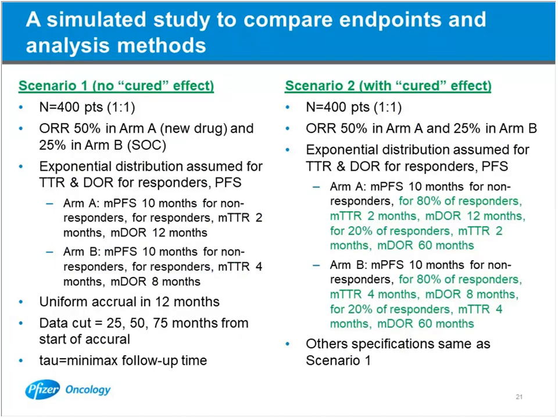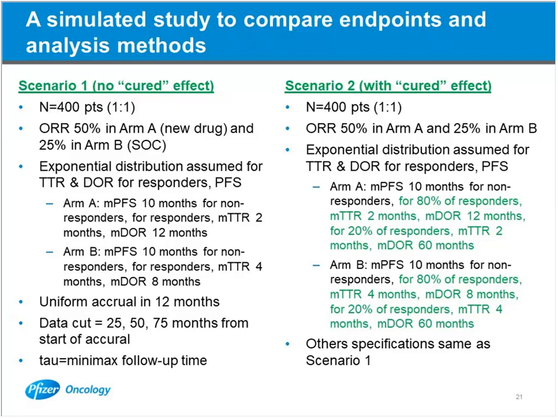To demonstrate the advantage of this method, a simulation study was done by looking at 2 scenarios. For scenario 1, a total of 400 patients is randomized to a 2-arm trial with a 1-to-1 randomization ratio. The ORR is 50% in arm A and 25% in arm B, so doubling the response rate for the new drug. Exponential distribution is assumed for time to response and duration of response for responders and also for PFS.